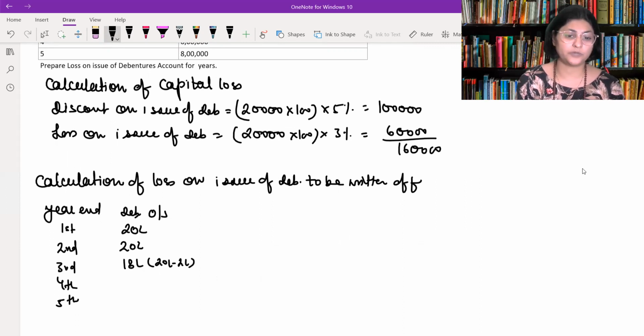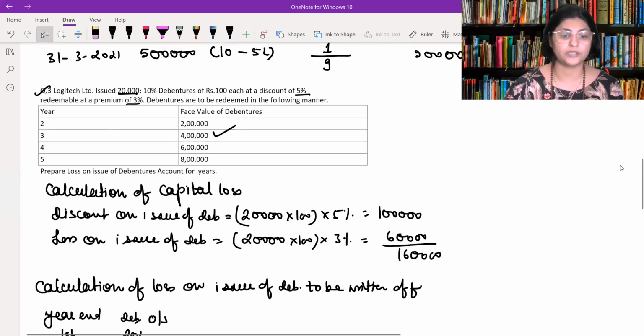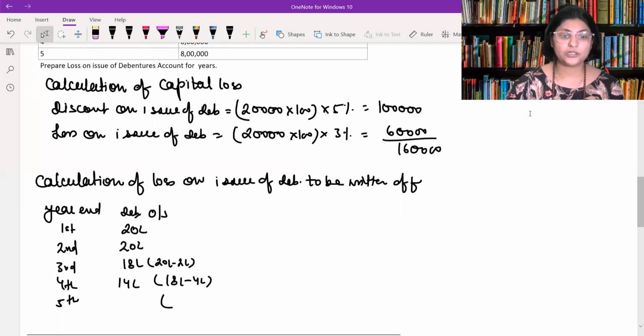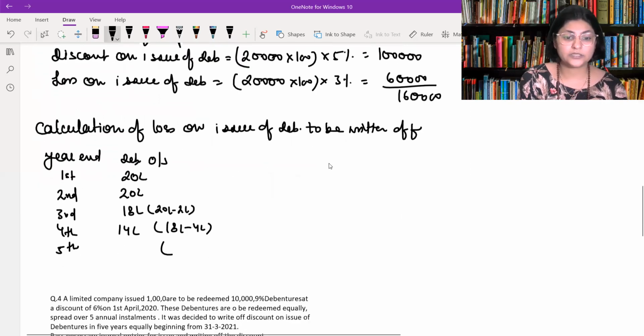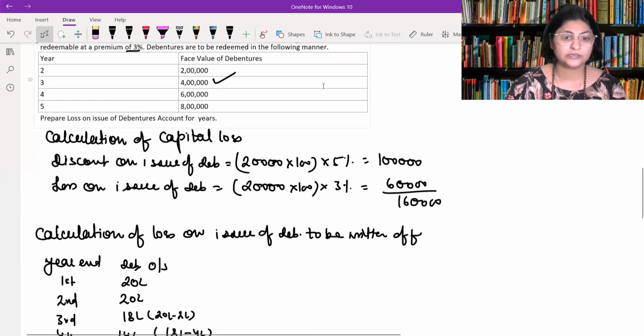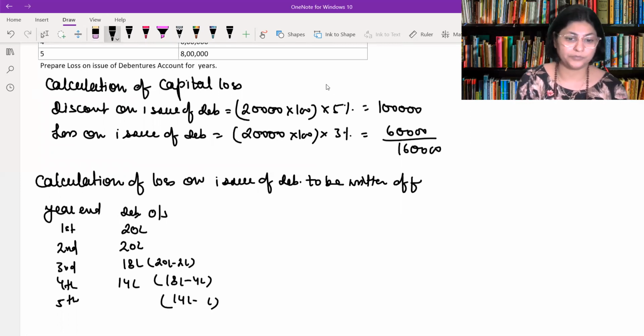Rupees 2 lakh debentures were redeemed. Then here it will become 18 minus 4 lakh, because here you can see that 4 lakh debentures were redeemed. So 18 minus 4 lakh, it will become 14 lakh. How did we reach this figure? 18 lakh minus 4 lakh. And in the last year, they had redeemed debentures of 8 lakh rupees. So this is 14 lakh minus 8 lakh. So the debentures of 8 lakh rupees are left. Is it 8 lakh rupees? No, sorry, 6 lakh rupees, not 8. It is 6 lakh rupees.